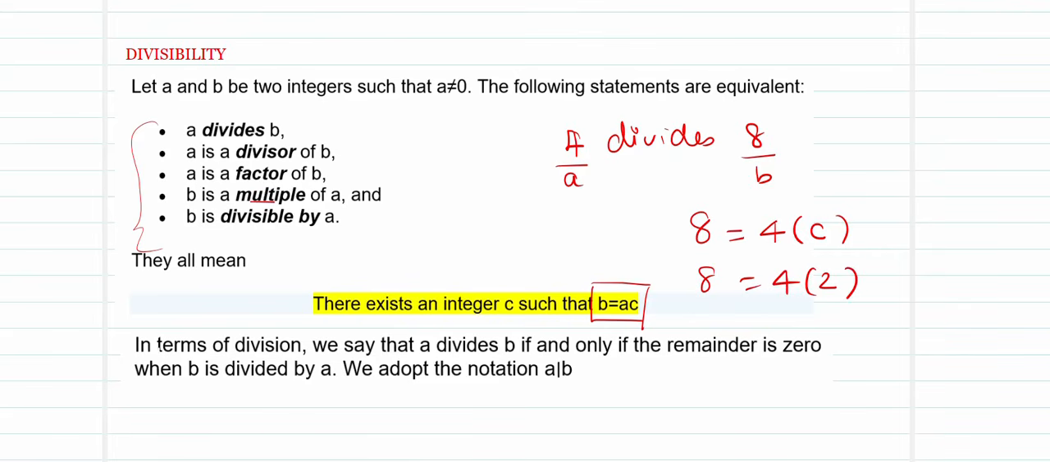In terms of division, we say that a divides b if and only if the remainder is 0 when b is divided by a, which means it exactly divides the quantity without leaving any remainder. So what do we mean by remainder? It is what is left over on division.